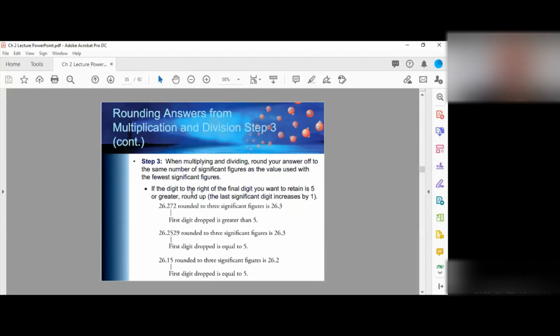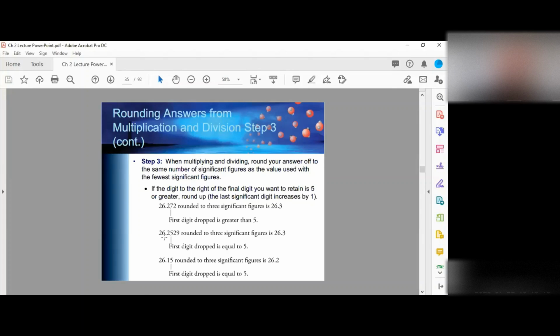The rule is, when you do round up, let's look at this. If I want to round this number to 3 sig figs, what is my third sig fig in the 26.272? My third sig fig is the 2 after the decimal point. I want to round it to 3 sig figs. What's after the 2? A number that's 5 or higher. If it's a 5 or higher, it rounds up the 2 to 3. And that's what you see here. It's 26.3.